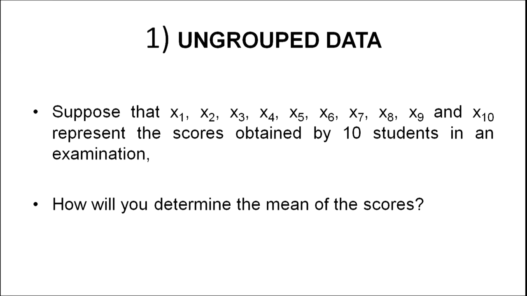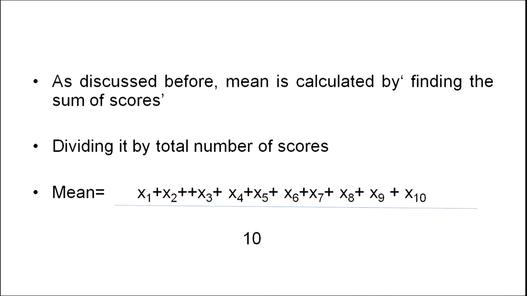Now, case one, if we have ungrouped data with us, how to find the mean? Suppose that x1, x2, x3, x4, x5, x6, x7, x8, x9, and x10 represent the scores obtained by 10 students in an examination. How will you determine the mean of scores in such a case? As discussed above, mean is calculated by finding the sum of scores. Second thing, divide by the total number of scores. Thus, mean is calculated by adding all the scores and then dividing by the total number of scores. In this case, mean is equal to x1 plus x2 plus x3 plus x4 plus x5 plus x6 plus x7 plus x8 plus x9 plus x10 divided by 10.